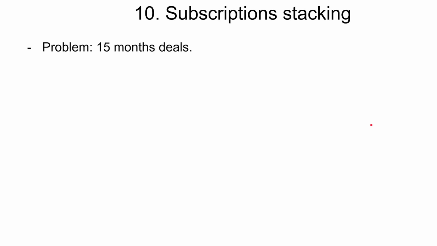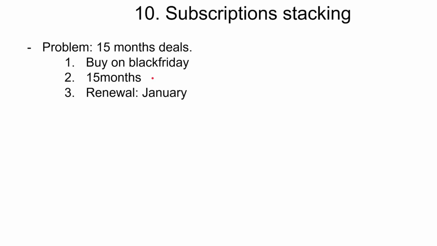And that brings us to tip number 10, which is subscription stacking. The problem is most deals posted are 15-month deals. Now, this is no coincidence. What happens is you buy the deal on Black Friday, which is in November, 15 months go by, and when it's time to renew, you are in January. As I said, some deals are still active, some deals are not. So you're kind of trapped into renewing in an off season when it comes to deals, so you don't have as many choices.